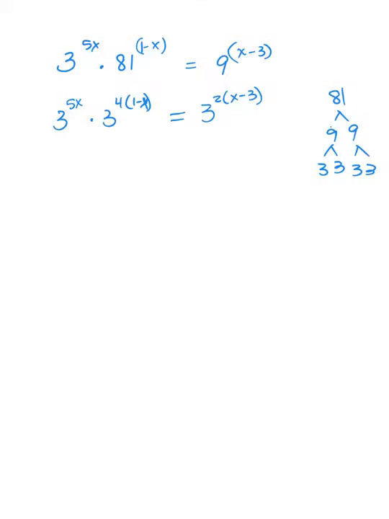Are we ready now to move in for the kill? If we have 3 to the x plus 4 equals 3 to the 2x minus 6, what do we make equal to each other? The two exponents, right? So we've got x plus 4 equals 2x minus 6. So it's negative x equals negative 10, x equals 10.